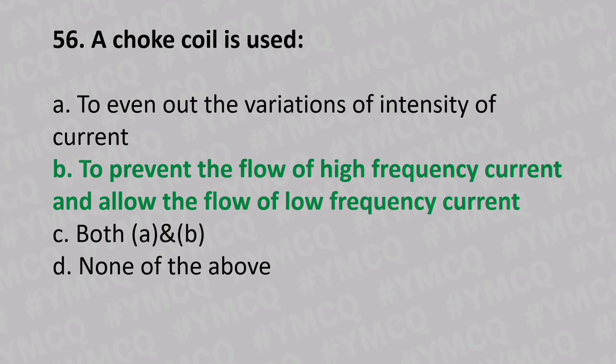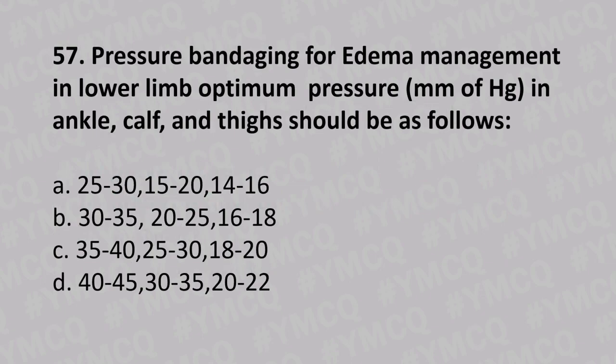Moving to our 57th question. For pressure bandaging in edema management of the lower limb, the optimum pressure in ankle, calf, and thigh should be as follows. Option A, 25 to 30, 15 to 20, 14 to 16. Option B, 30 to 35, 20 to 25, 16 to 18. Option C, 35 to 40, 25 to 30, 18 to 20. Option D, 40 to 45, 30 to 35, 20 to 22. And the answer is option B, 30 to 35, 20 to 25, 16 to 18.